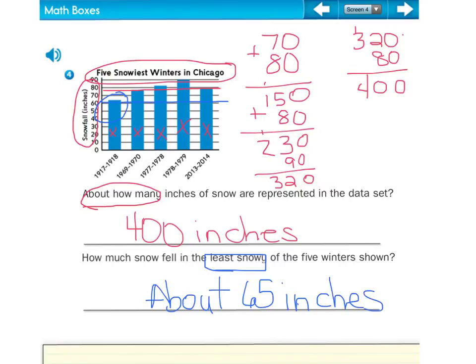And your printing hopefully looks a little bit neater than mine. Trying to do this with your fingers is a little bit awkward, so excuse the chicken scratch for a minute. So about 65 inches of snow fell in Chicago in the least snowiest month.